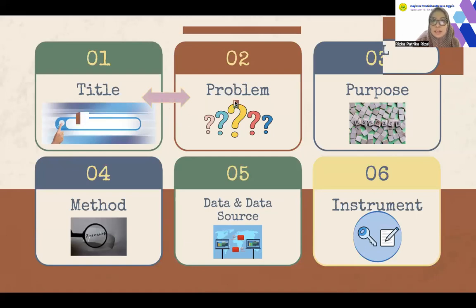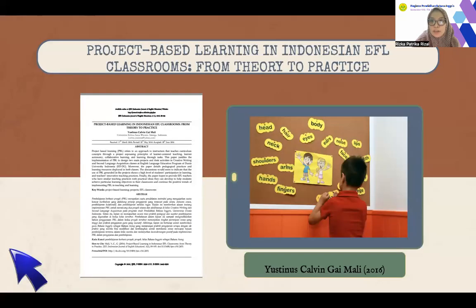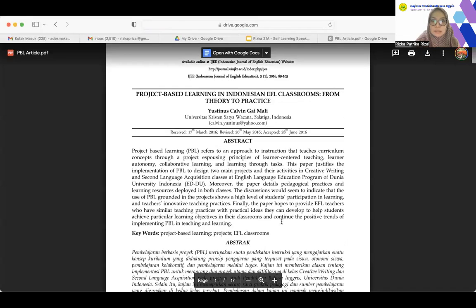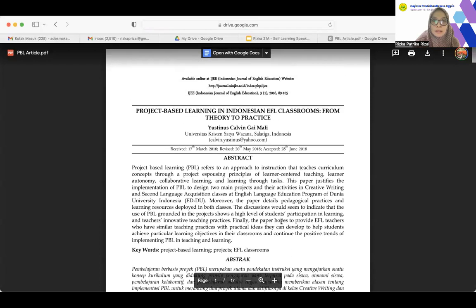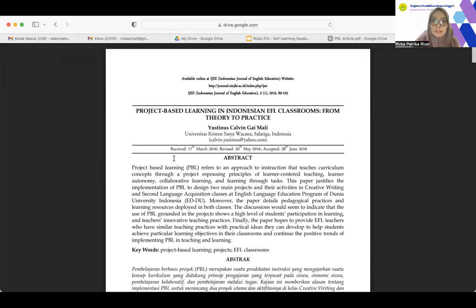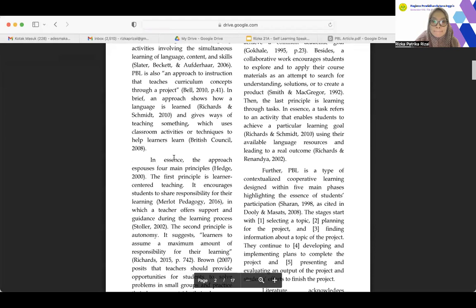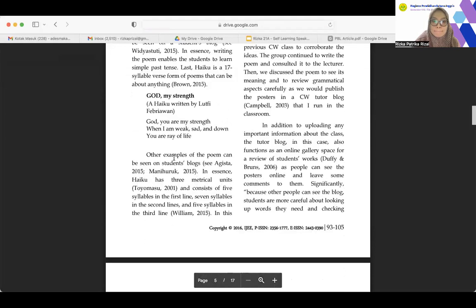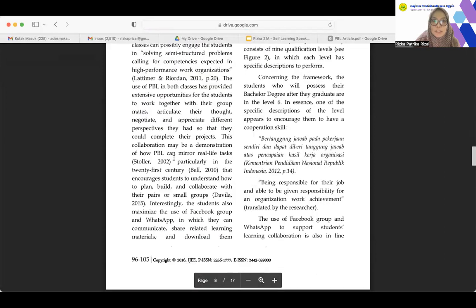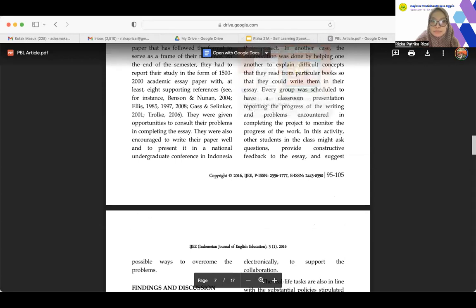The title of the article that I have read is Project-Based Learning in Indonesian EFL Classrooms: From Theory to Practice. Let me show you the article first. Okay, hold on. Here is the article. I accessed the article from the Indonesian Journal of English Education website from UIN Jakarta, and it was written by Justinus Calvin Guy Mali in 2016. As you can see here. Okay, let's go back to the slide.